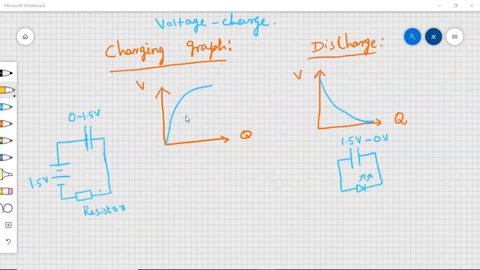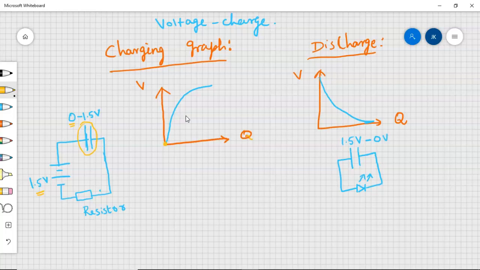Voltage-charge graph: voltage on the y-axis, charge on the x-axis. You can see here initially there is no voltage across the capacitor because there is no charge. Initially it is neutrally charged. The metal plates are electrically neutral, so it does not have any charge, so there is no energy, so there is no voltage. Initially it is 0.